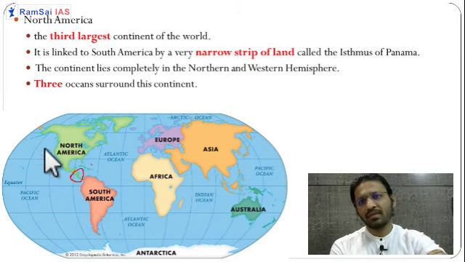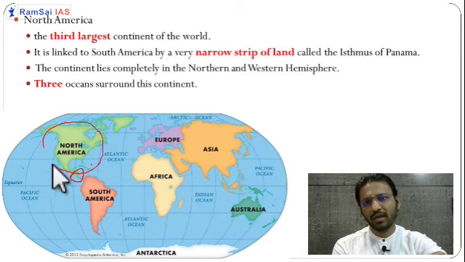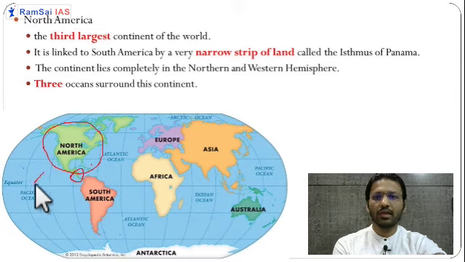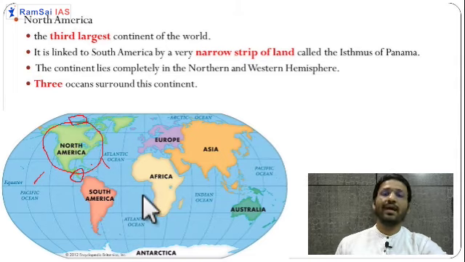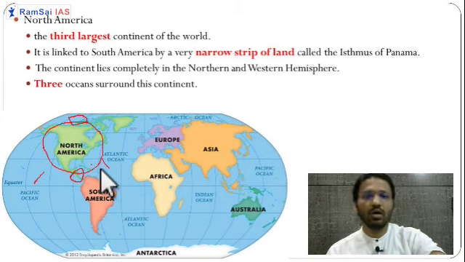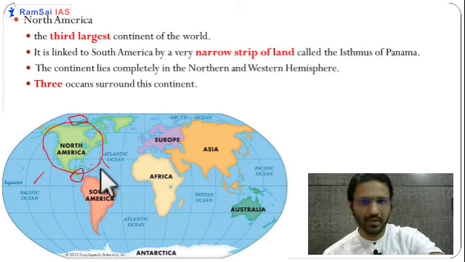So three oceans are surrounding North America. We know the Pacific Ocean over here, then the Atlantic Ocean over here, and the Arctic Ocean on the top. They are surrounding North America. And the Isthmus of Panama is connecting North America to South America.